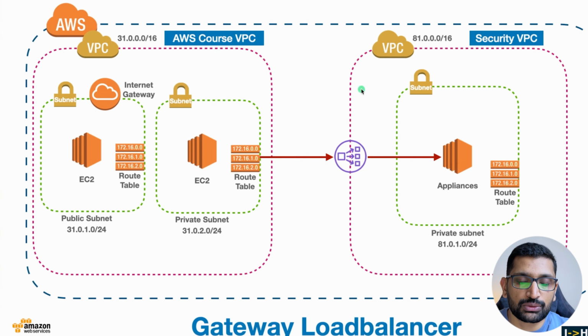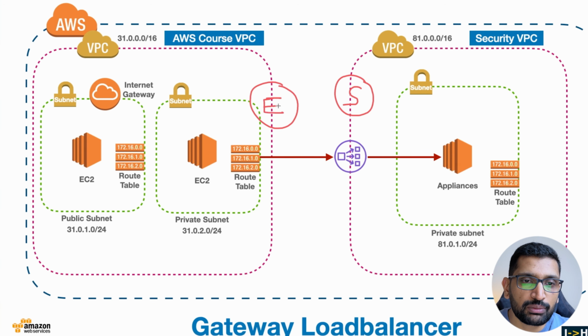So what we are going to do is we are going to create a VPC endpoint service. I'm putting S, so that denotes the VPC endpoint service. And here we are going to create a VPC endpoint. So that VPC endpoint service will be for gateway load balancer, and this endpoint will be only for gateway load balancer endpoint. And this endpoint we are going to configure into this route table.